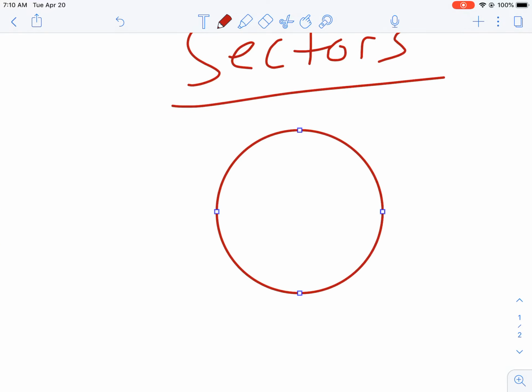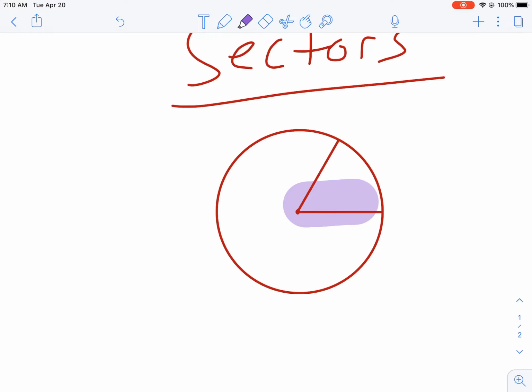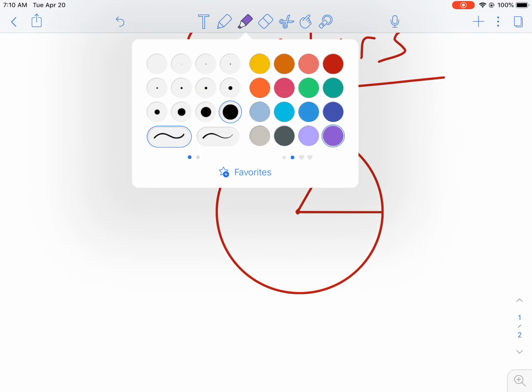Sectors are, again, a slice of the pizza, but now the sector is the whole slice. So we're not just talking about the crust. We're talking about the cheese part. So for sectors, we want to find sector area. What is the area of this piece of pizza that we just cut out?